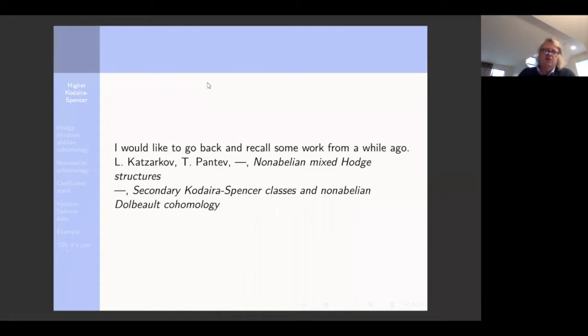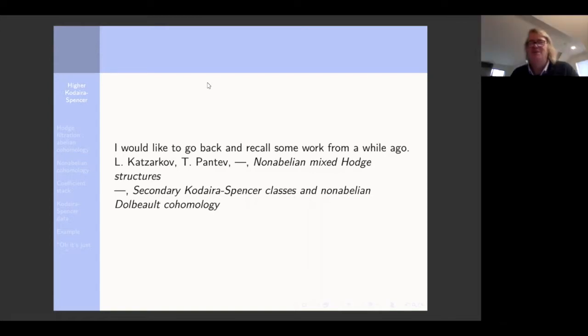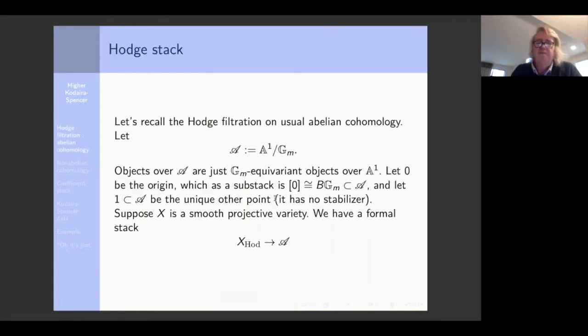So what I decided to do was to go back and talk about some work from some time ago. So dare I say I'm improving on Bruno's result by talking about a preprint that's been on the archive for 23 years. Sorry, Bruno. So I'd like to talk about this preprint on secondary Kodaira-Spencer classes and nonabelian Dolbeault cohomology. As I said, that's really from some time ago. But I think it might be topical, so I'm hoping it will be interesting for the conference. That's the idea. Okay, so let's just talk.